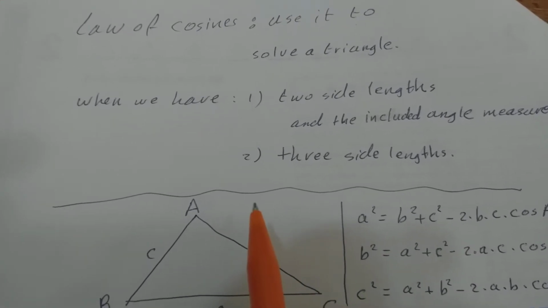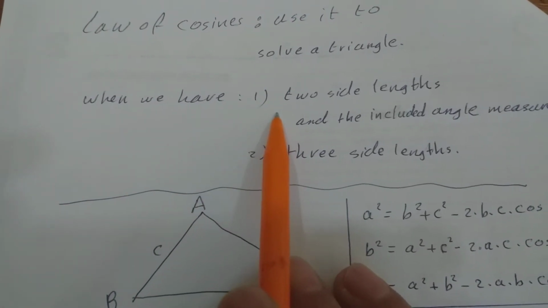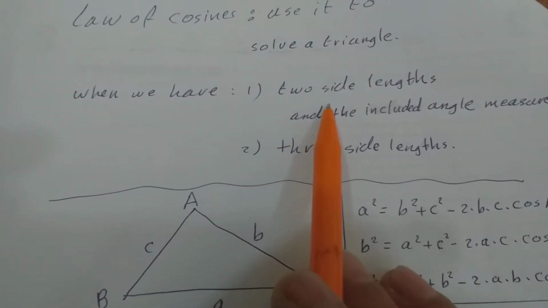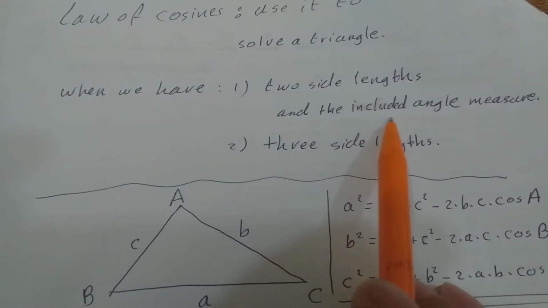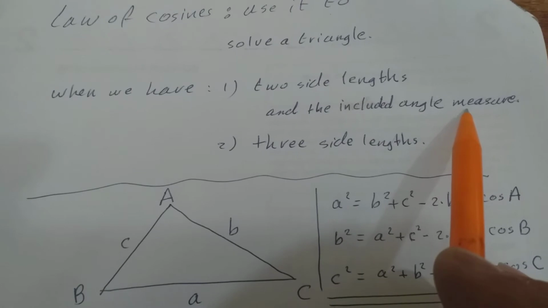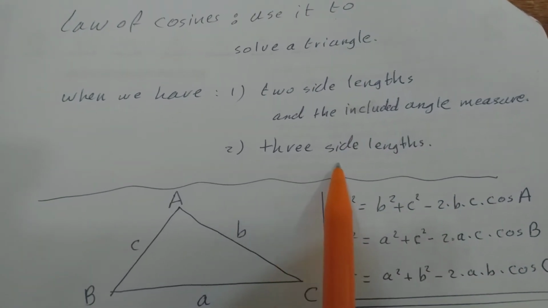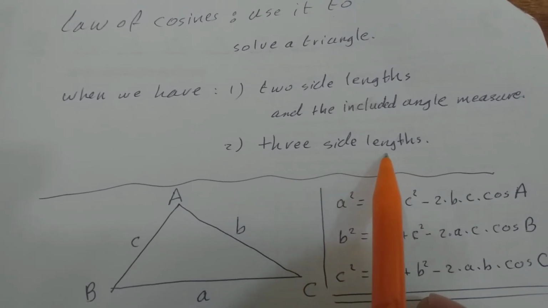We will use the law of cosines when we have the first case, which is when we have two side lengths and the included angle measure. The second case is when we have three side lengths.